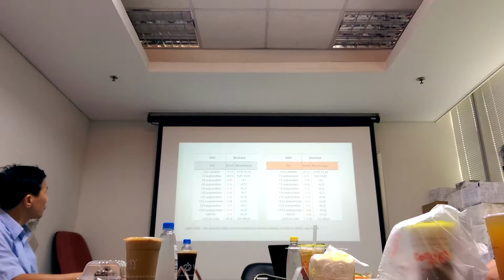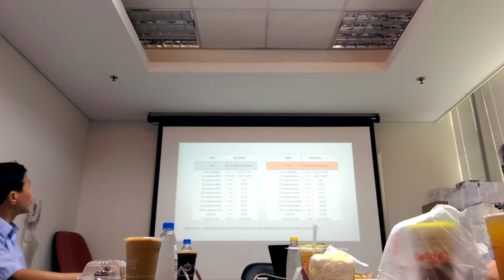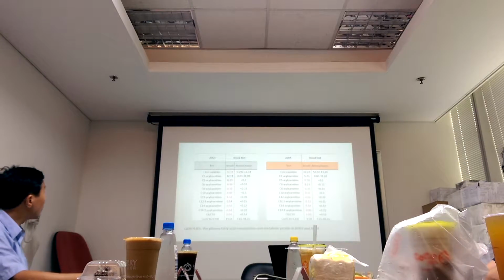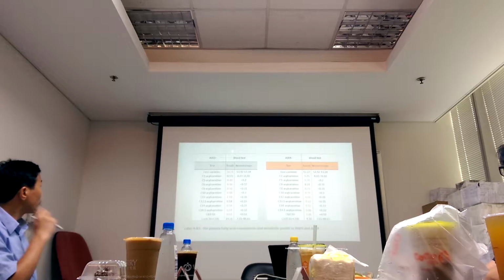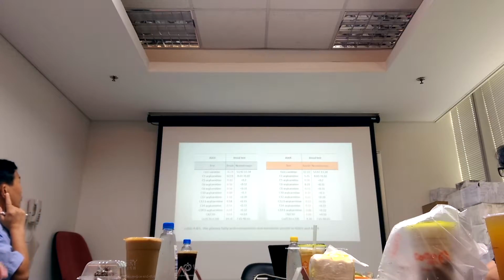This one is fatty acid metabolism by test. On the left-hand side are the patients, the older brother A003 and the younger brother A004. You can see here the short chain, medium chain, and long chain acylcarnitine profiles are elevated. The red color shows the elevated values, and the blue color shows decreased values. So both A003 and A004 patients have an elevated acylcarnitine profile.